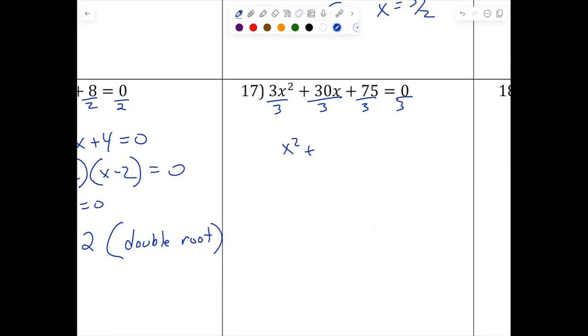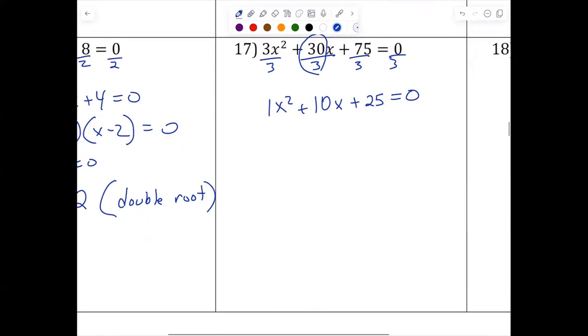What are you thinking about, kiddo? We're just doing this. You're dividing each term by 3. That's why this is a 1x squared. We do 3 divided by 3, got a 1. 30 divided by 3. Yes. Divide that. Good. Come on.